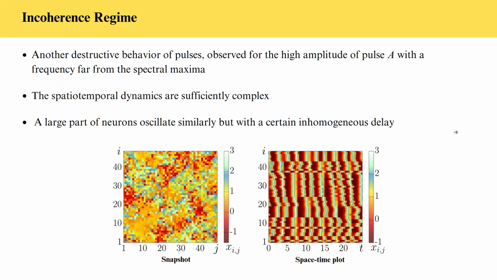The incoherence regime represents a chaotic response to external pulses. When the pulse amplitude is high and frequency deviates significantly from the spectral maxima, the network enters a state of disordered oscillations. Neighboring nodes display significant phase differences, creating a highly irregular and unpredictable spatiotemporal dynamic.